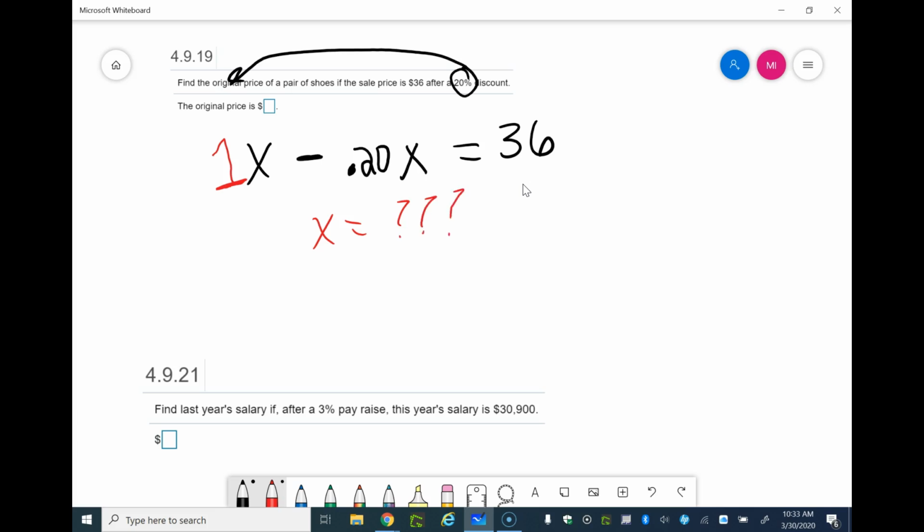For this problem, the reason I have this one up here is because it's pretty much similar. This person here is getting a pay raise and their salary is going to be $30,900. Well, if this is the end result of their raise, this has to go on the back side of the equal sign.